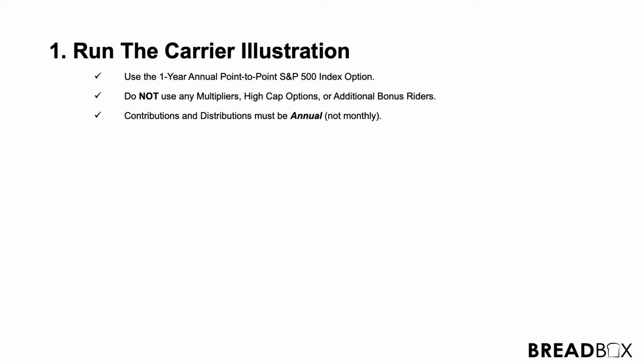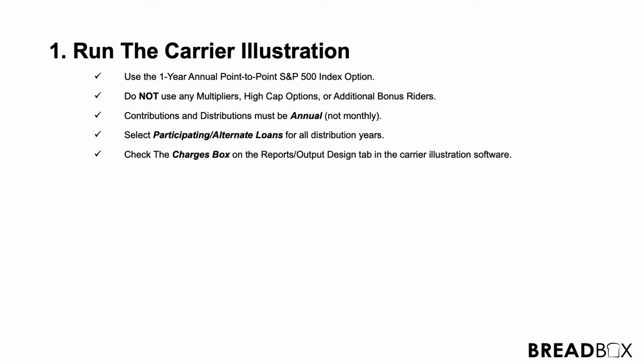You also want to make sure that your contribution and distribution amounts are annual, in other words, not monthly. So the contributions are going to be the equivalent of your premium contributions, and the distributions are going to be the income drawdowns that you want to illustrate in the policy. And then you're also going to want to run that illustration using participating or alternate policy loans for all of the distribution years.